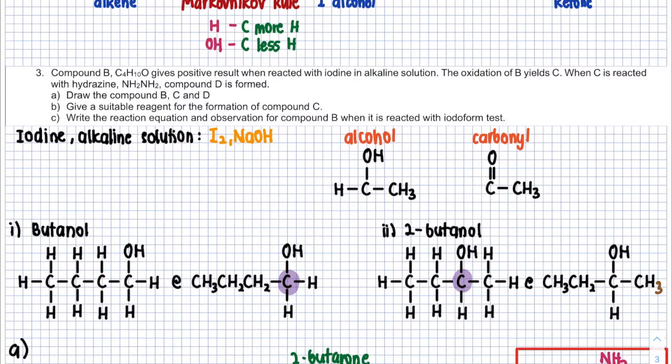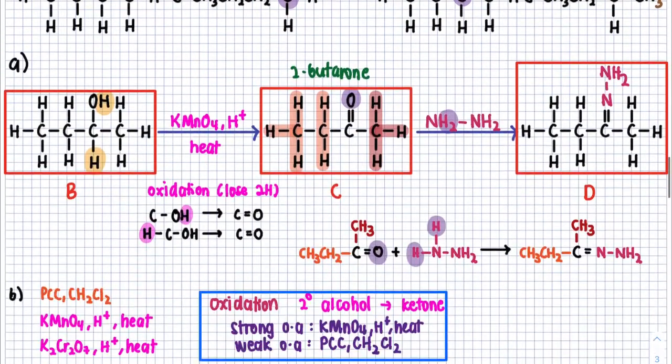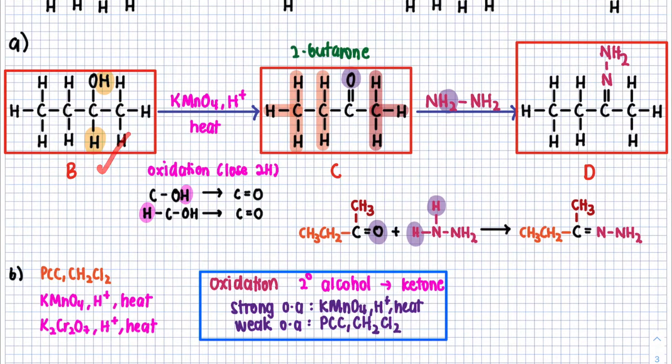Okay, so dia kata give a suitable reagent for the formation of compound C, which is the oxidation of B, C ni lah, the oxidation of our alcohol here. Okay, so again, since this is a secondary alcohol, this is our secondary alcohol, and this is our ketone. So for the oxidation, tak kisah. This is the possibility lah. You could use the weak oxidizing agent as well as the strong one. Okay, so that's for question B.